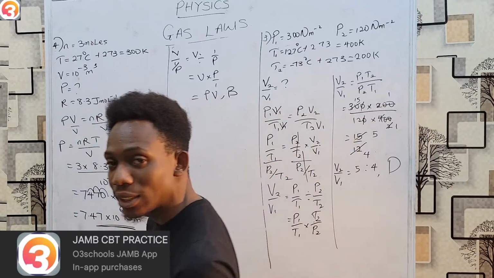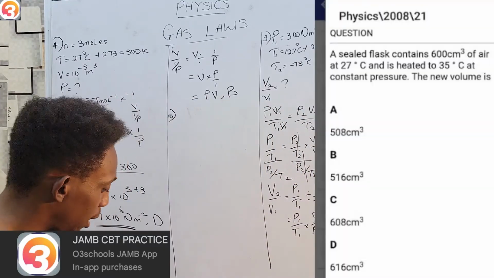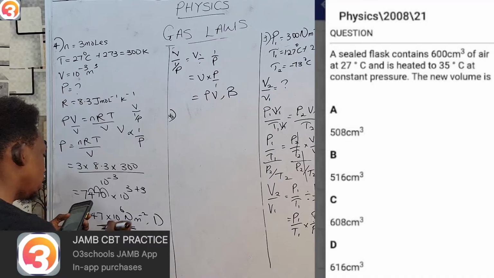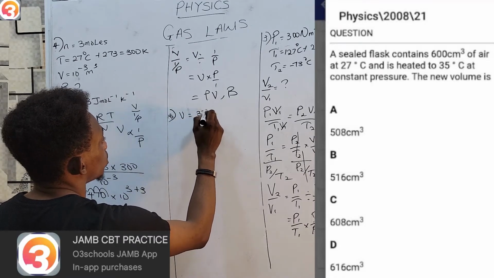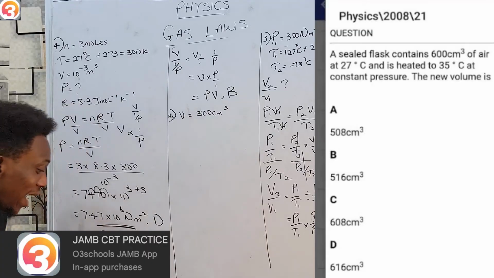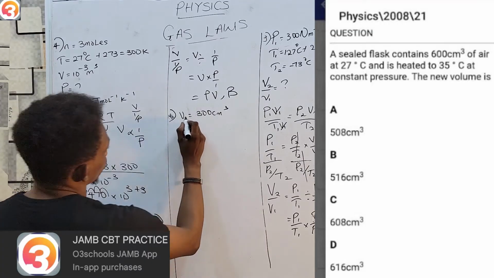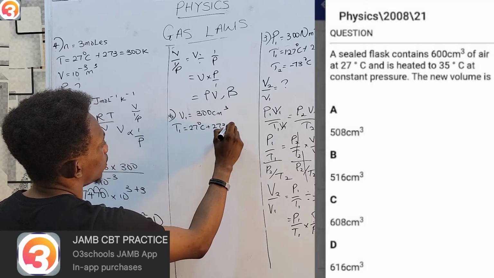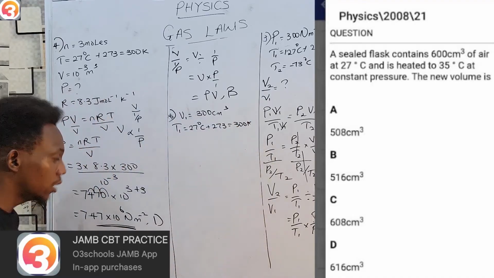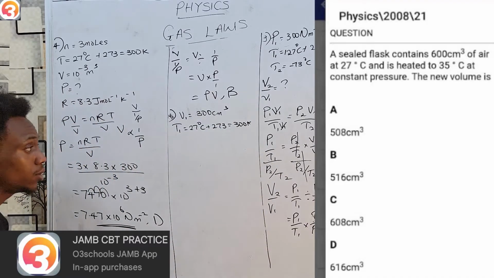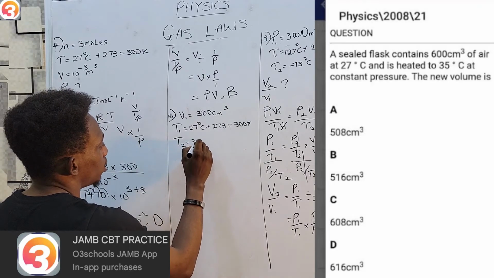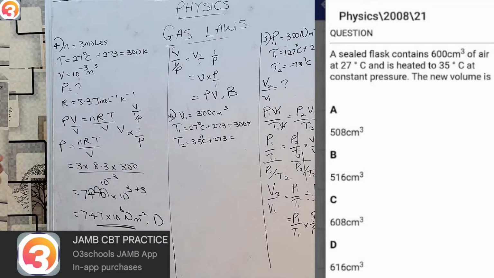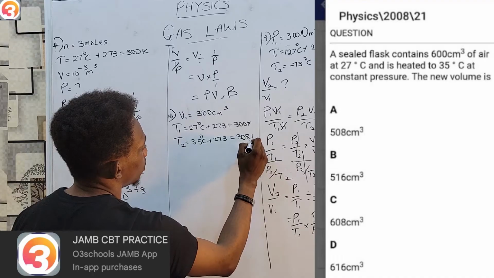Our next question, this one now, proper calculation, from the year 2008, number 21, on our O3 Schools JAMB app. We're told a sealed flask contains 300 cm cube of oxygen at 27 degrees Celsius. So this must be V1, and this temperature must be T1, which is 273 plus 27, 300 Kelvin. It is heated to 35 degrees Celsius. 273 plus 35 is going to be 308 Kelvin.